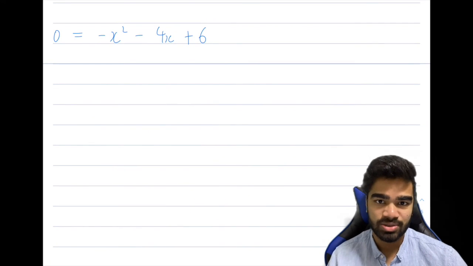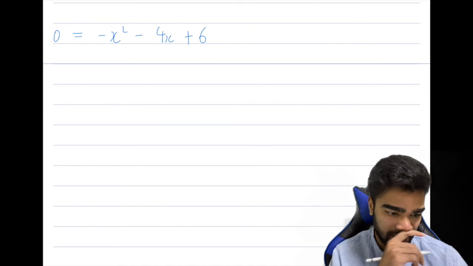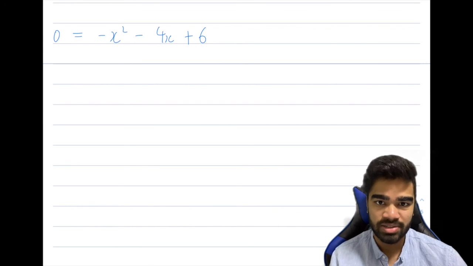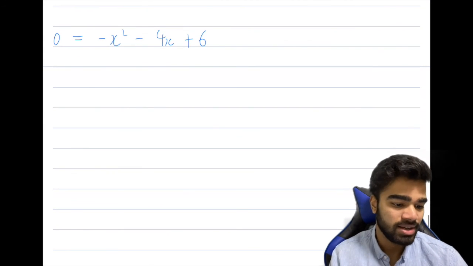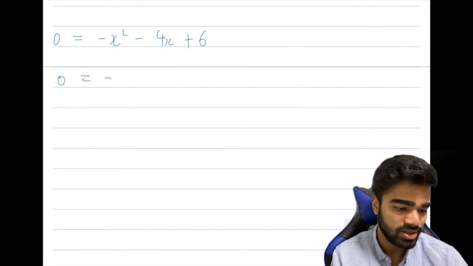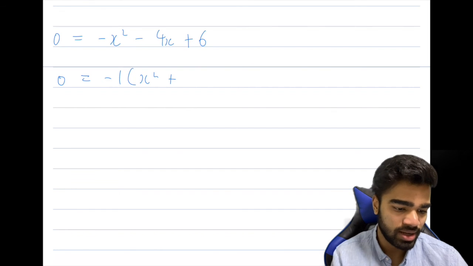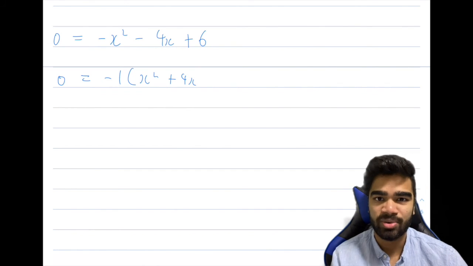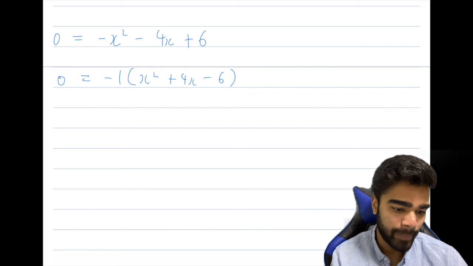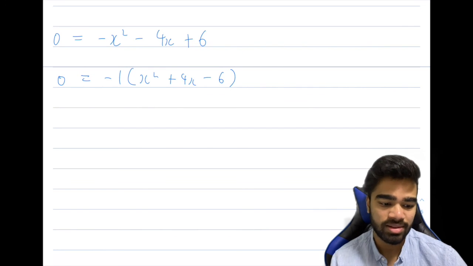Okay, and let's do the last question together. So it's going to be 0 is equal to negative x squared minus 4x plus 6, right? So what you need to do is complete the square. 0 is equal to negative. Take the negative 1 out, so negative 1 (x squared plus 4x, because this is negative 1, I can take it out from all three terms, minus 6). Like so, if I take negative 1 out, that's what I end up with.